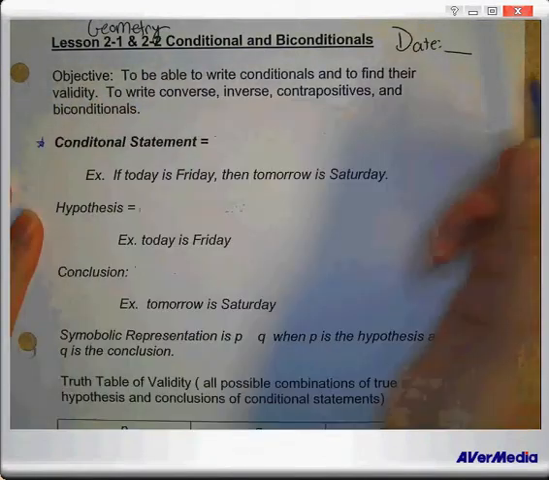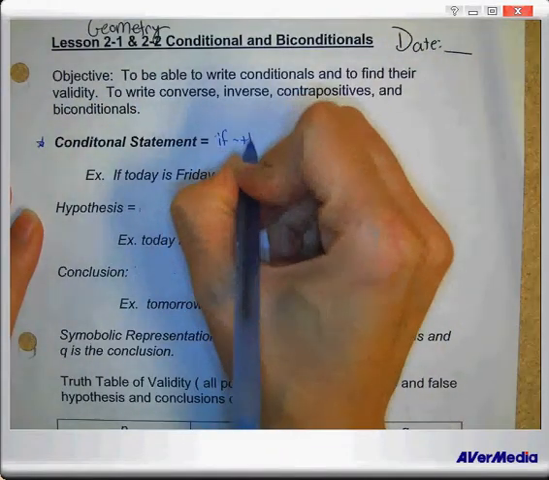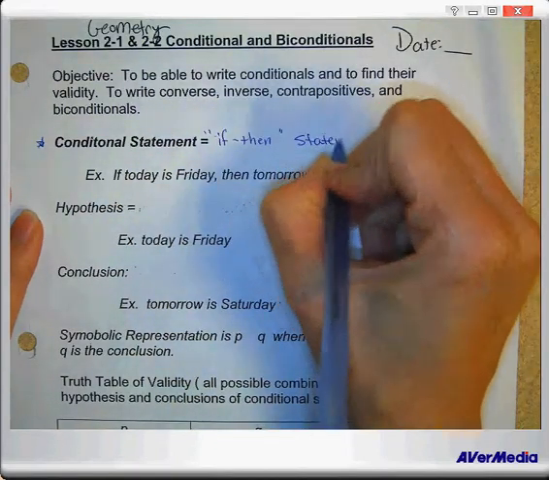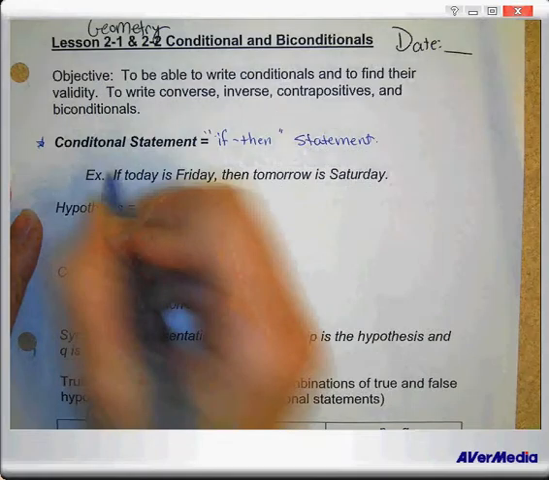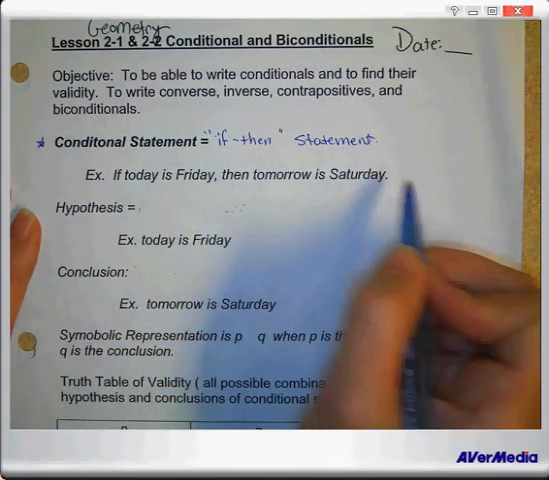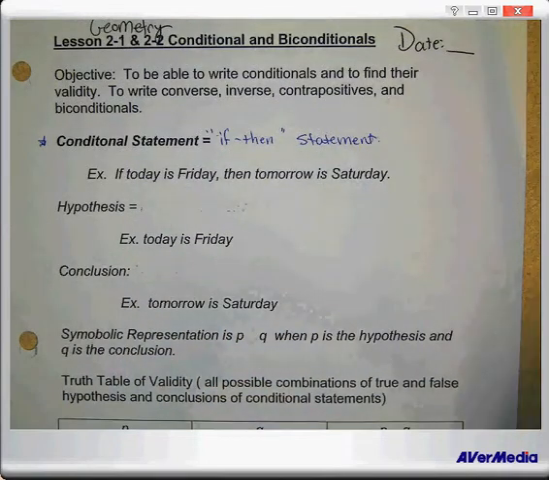A conditional statement is an if-then statement. Like, for instance, if today is Friday, then tomorrow is Saturday. If my daughter Cora cleans her room, then she can play with her friends. We think in if-then form. Your parents will say this: if you get an A on the test, then you can go to your friend's house, or those types of reasoning. We do it every day.